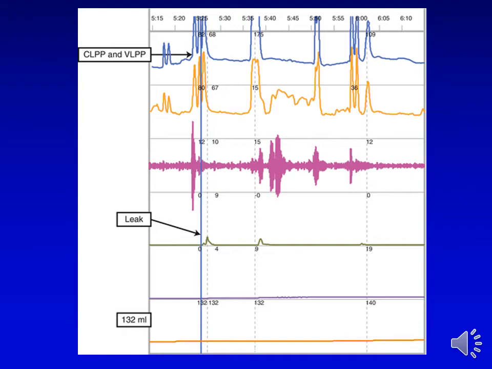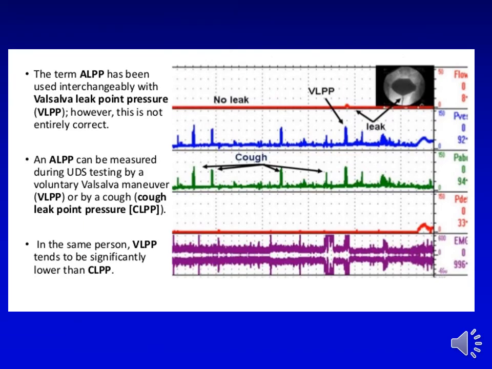This is an example of abdominal leak point pressure using cough leak point pressure and Valsalva leak point pressure. The patient is asked to cough, and one notes at exactly which pressure the leak occurs. If the leak occurs at very high pressures, then we know that the sphincters are quite good. If the leak point pressures are very low, let's say less than 60 centimeters of water, then we know there's some amount of intrinsic sphincter deficiency. Okay, this is the differentiation between Valsalva leak point pressure and cough leak point pressure. Many people think it's the same, but actually it's different.